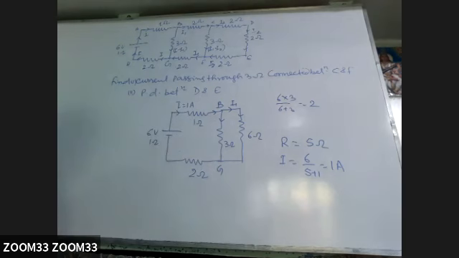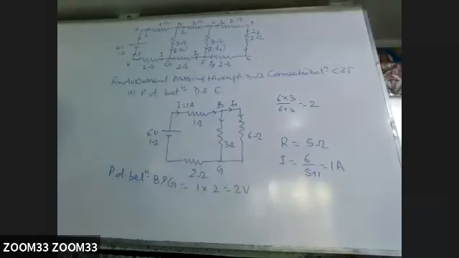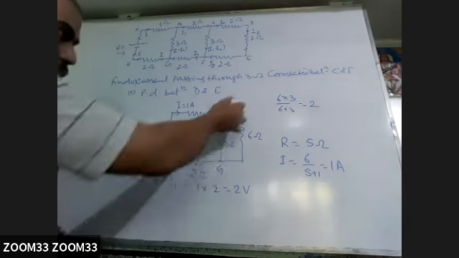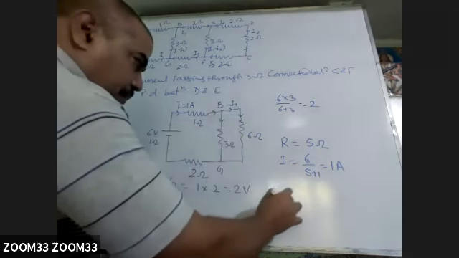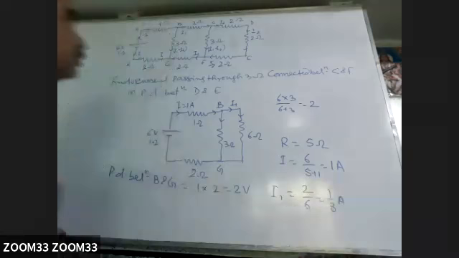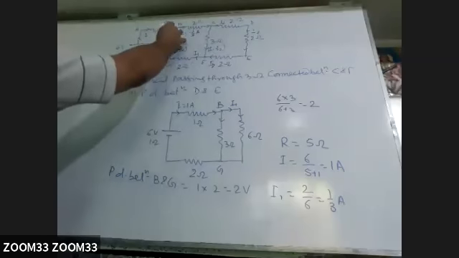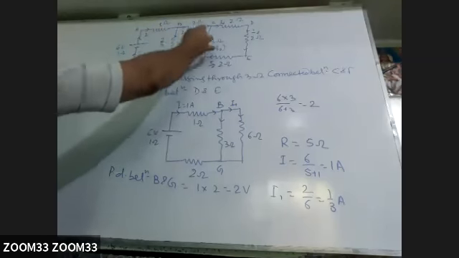What is the potential difference? One into two, that is 2 volt. The main current is this one. So what is this I1? One by 3 ampere. So this current is 1 by 3 ampere, and here it is 2 by 3 ampere. This is not asked. You are asked here.